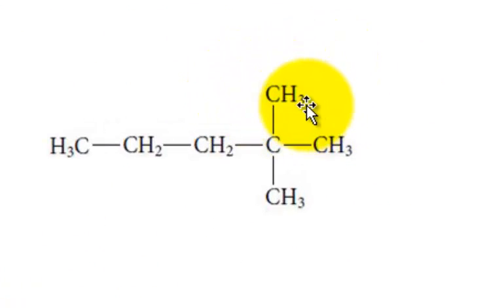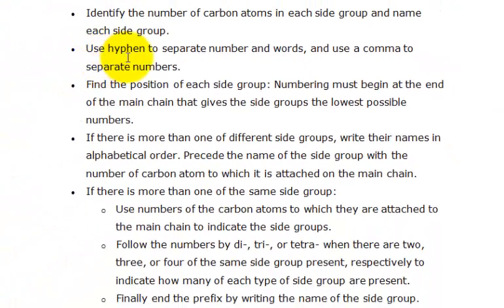Now the first side group consists of 1 carbon atom, so its name is methyl. Also, the second side group consists of 1 carbon atom, so its name is methyl. So you can see that we have 2 methyl side groups. Now the other rule is to use a hyphen to separate numbers and words, and use a comma to separate numbers. You must remember this rule in order to write the name of the prefix.